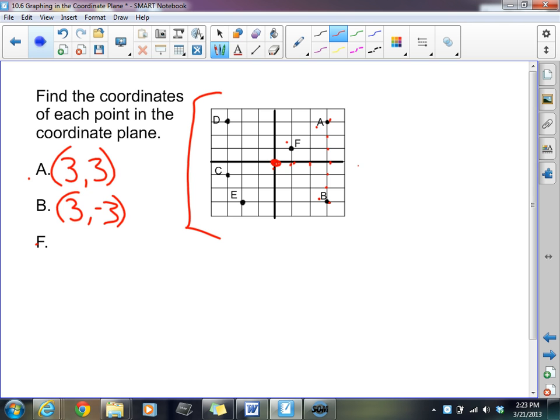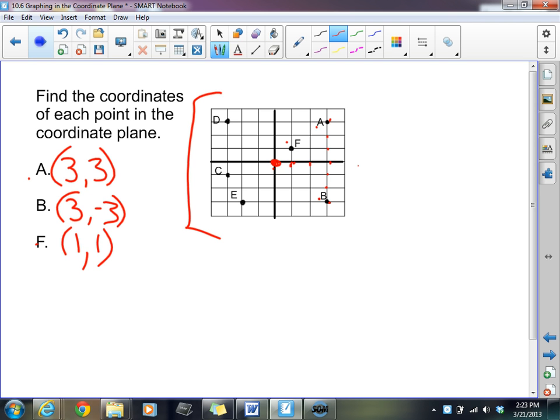Now F is going to be very, very easy, because I'm simply going to go over 1, and then up 1. Over 1 and up 1. So my over is 1 on my x, and my 1 is my y. So the ordered pair is going to be 1, 1. So that is simply finding coordinates on the coordinate plane.